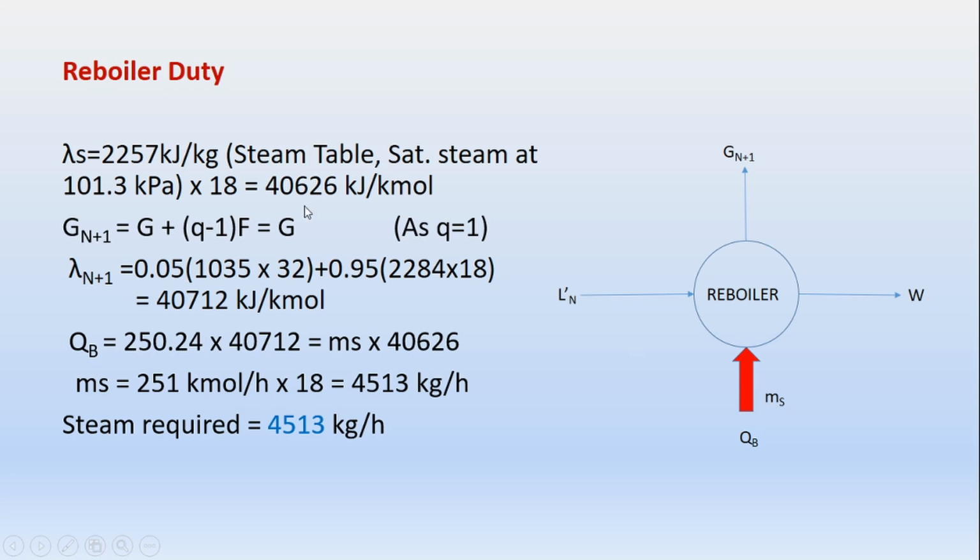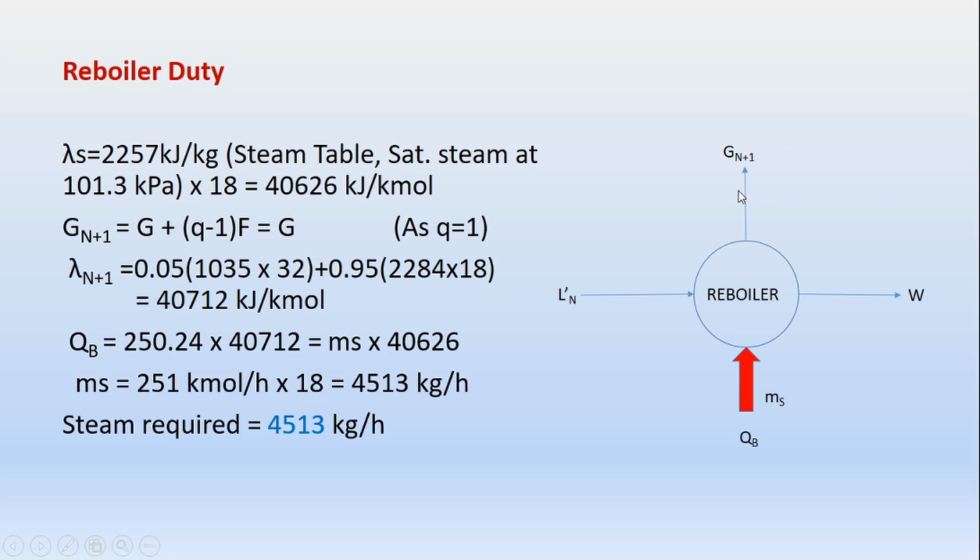So the latent heat of steam, obtained from the steam table, is 2257 kilojoule per kg. We will work in terms of moles because the compositions are in moles here. This is given in terms of kg in the steam table, so convert it into moles, and we can find out Gn plus 1, because this is the vapor generated from the liquid. This liquid enters the reboiler, and the portion of this liquid that gets converted into vapor is Gn plus 1.